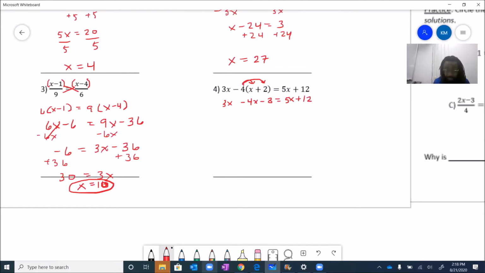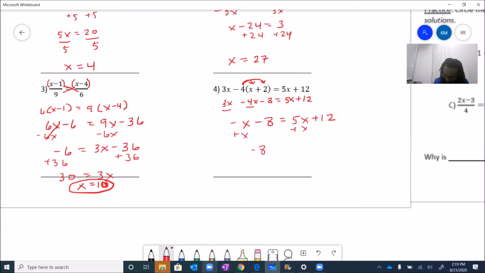Now I will combine my like terms. 3x and -4x gives me -1x. I'm just going to say -x minus 8 equals 5x plus 12. So notice, just like we talked about last time, we want to really combine like terms before we move from the left to the right. So now I'm going to move to the right by adding x to both sides.